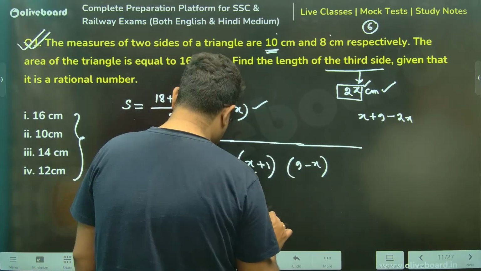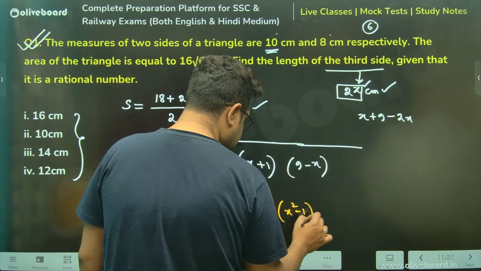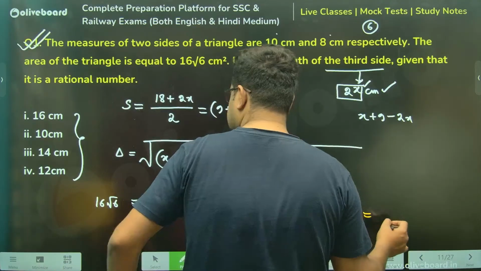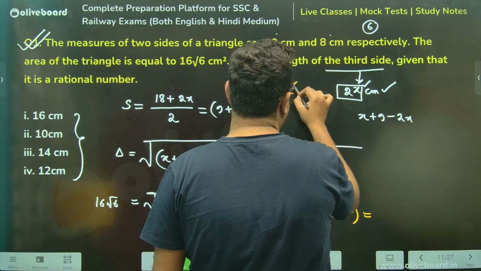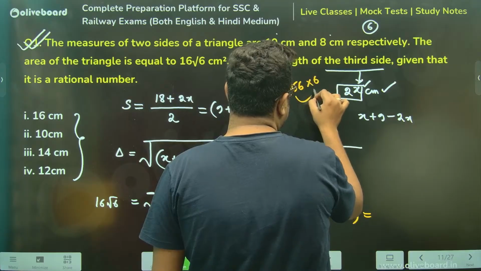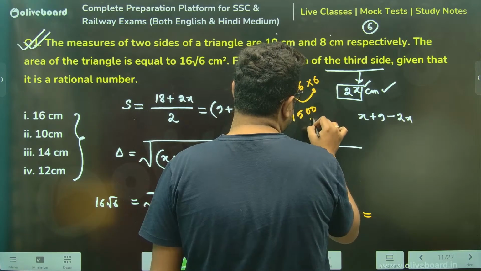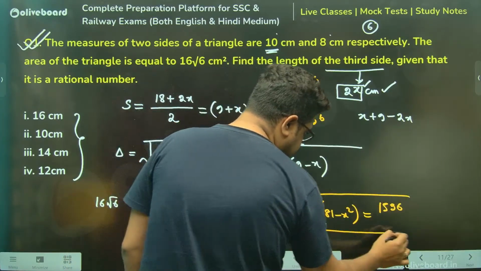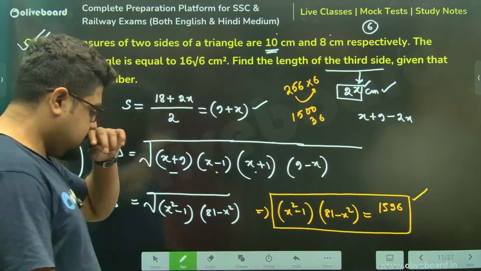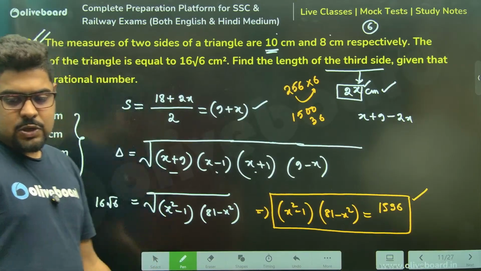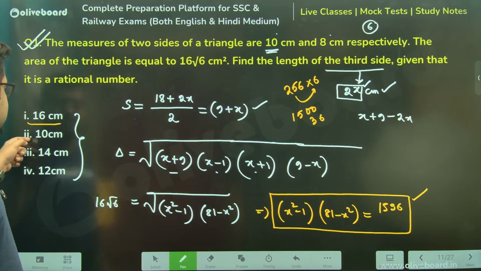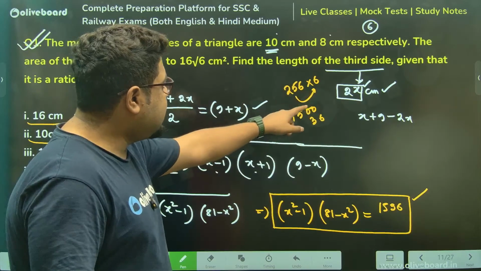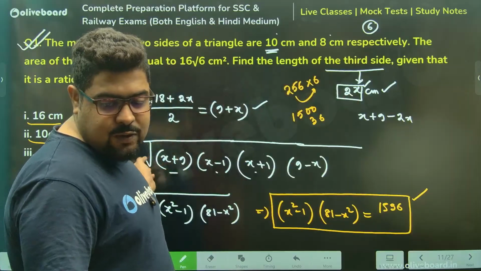So if you get rid of the square, so if you do the squaring, this is 16 square, 256 into 6. 256 are 1500 and 36. Now you do not try to calculate, please. Put values and check. So first, these are not values of x, please understand. Don't just put this equal to x because I have taken the value as 2x. These are the values of 2x.